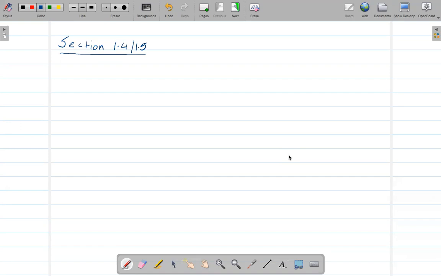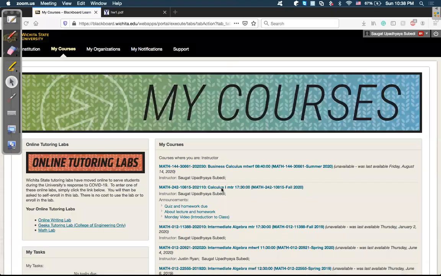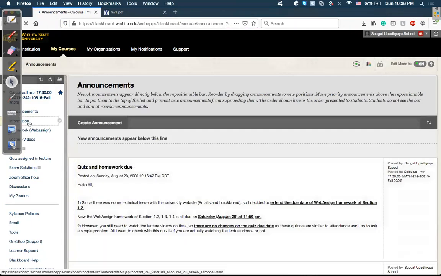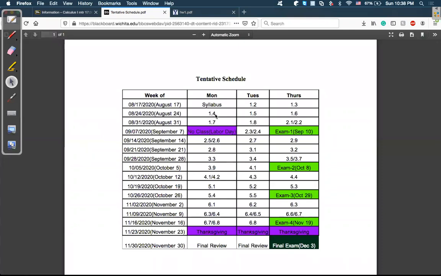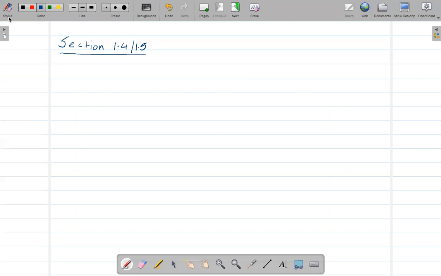In this lecture, I am just going to combine these two sections together. If you see the schedule that I have uploaded on the Blackboard, let me open the schedule first so I can show you from there. You can find the schedule here under the information tab, and there is a tentative schedule right here. Section 1.4 is supposed to be on the second week Monday, and 1.5 on Tuesday, right? But I'm just going to do both sections in one video.